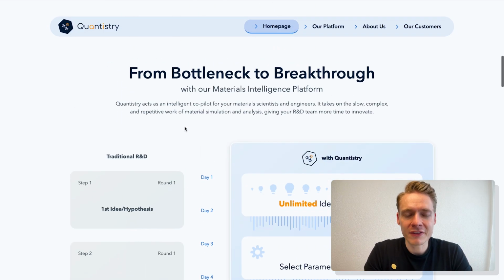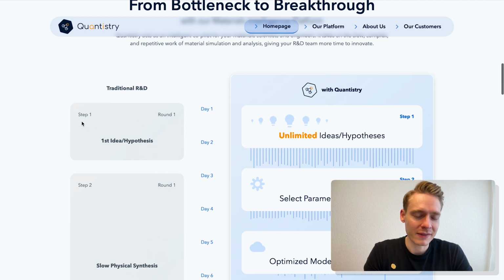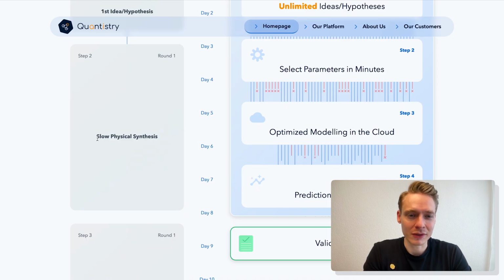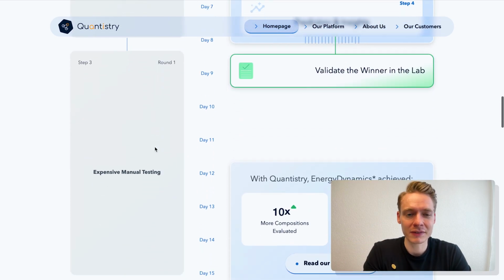And now on the left side, it compares the traditional way that it's done, and on the right side, it's their approach. So let's go quickly through the traditional one. So let's say you want to have a specific material, or you have a specific hypothesis that some material could be well suited for your application. So you start with the hypothesis, you formulate that so you basically synthesize an idea into a hypothesis. Then you have here what they call the slow physical synthesis. So you're making this material, producing it. I don't know, you're using some oven to grow some crystal in there or something like that.